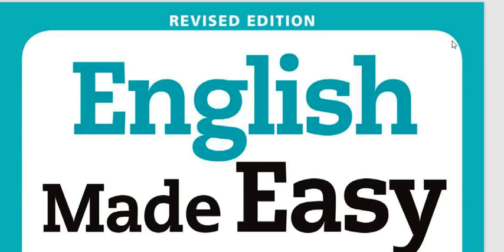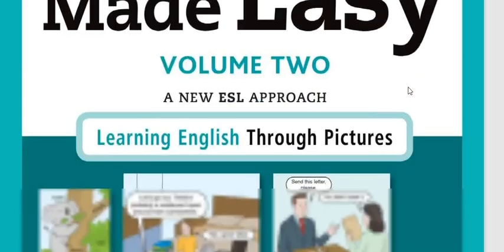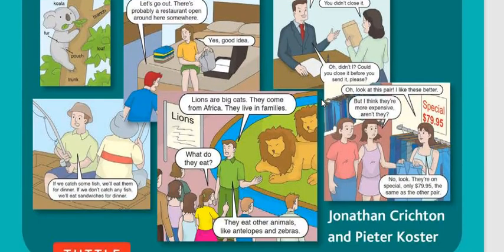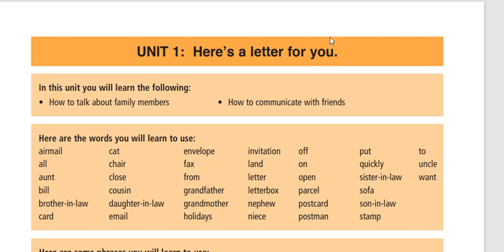और इसमें इंग्लिश मेड इजी की वॉल्यूम 2 है। वॉल्यूम 2 लर्न इंग्लिश थ्रू पिक्चर्स। ओके। इस बुक को हम अच्छी तरह से समझेंगे और प्रैक्टिस करेंगे और पढ़ेंगे। सही है। अभी हम चलते हैं हमारे पहले यूनिट की तरफ। यूनिट 1। द टाइटल ऑफ यूनिट 1 इज Here is a letter for you.